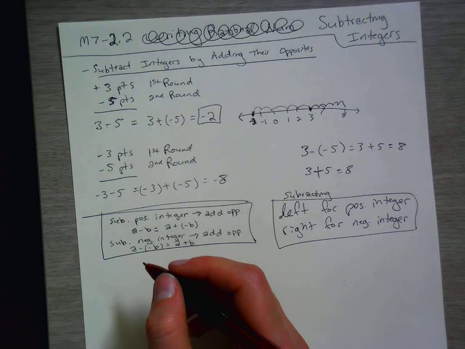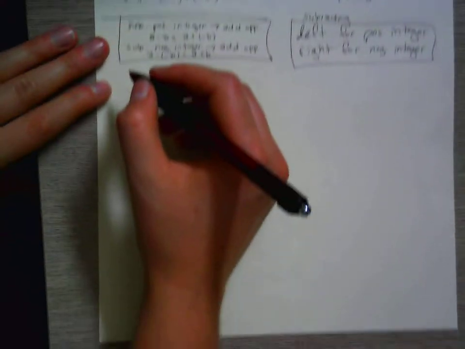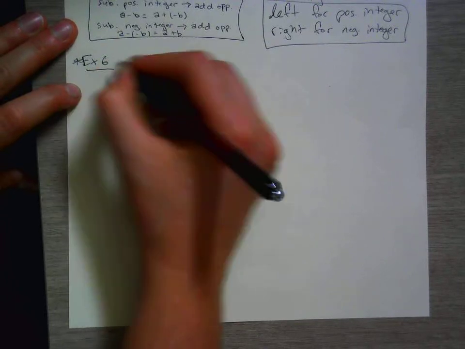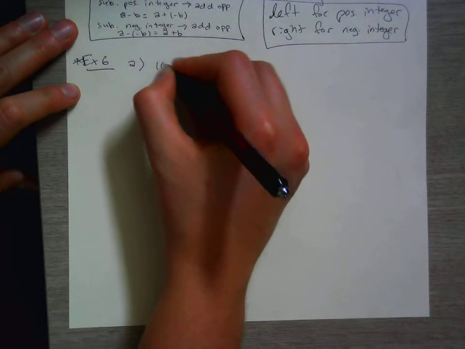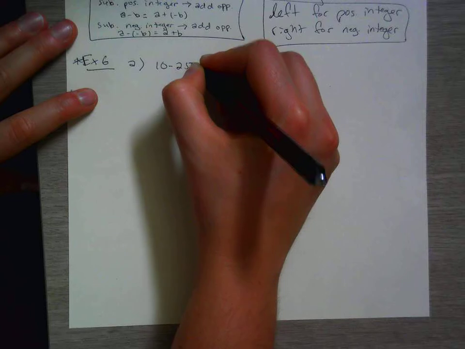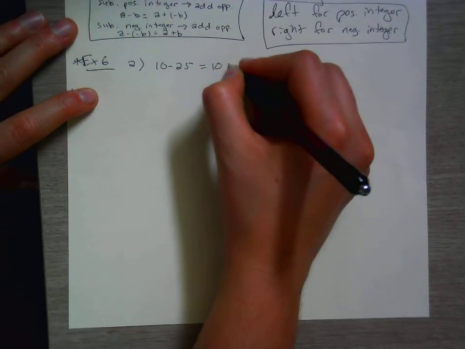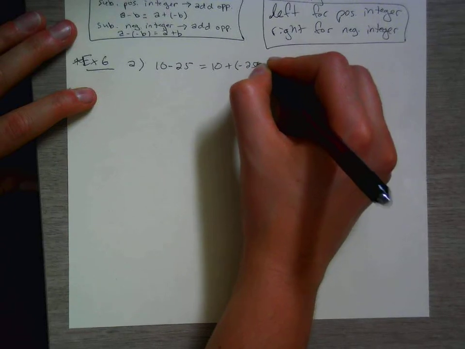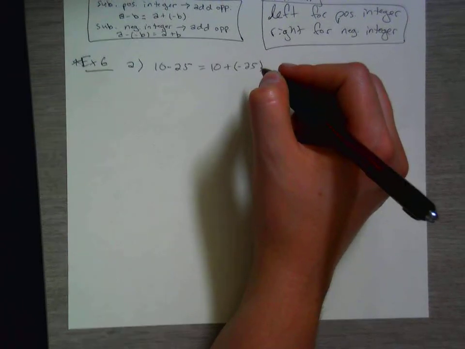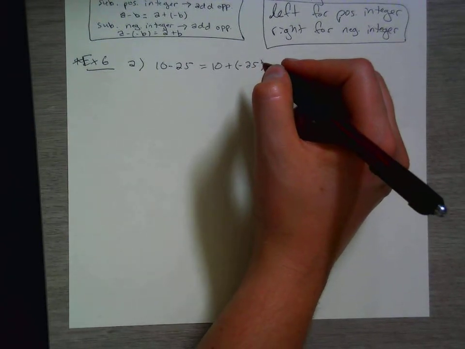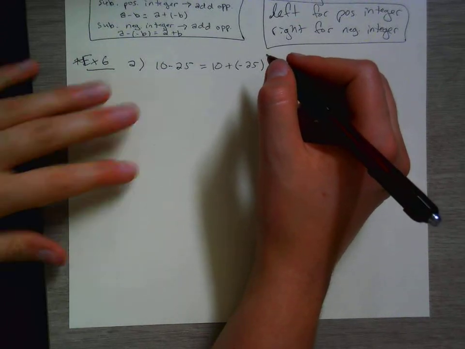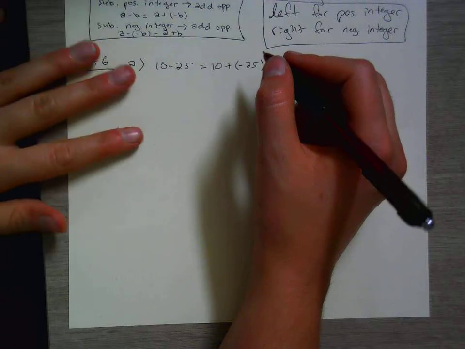Now, example 6a says 10 minus 25. So 10 minus 25 equals 10 plus the opposite of 25, which is negative 25. And to do this, we could either write on the number line or we could use the absolute values. So let's try using the absolute values.